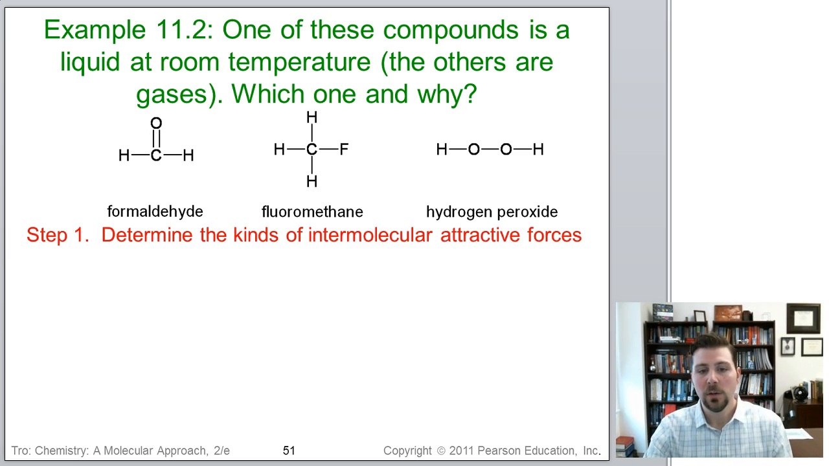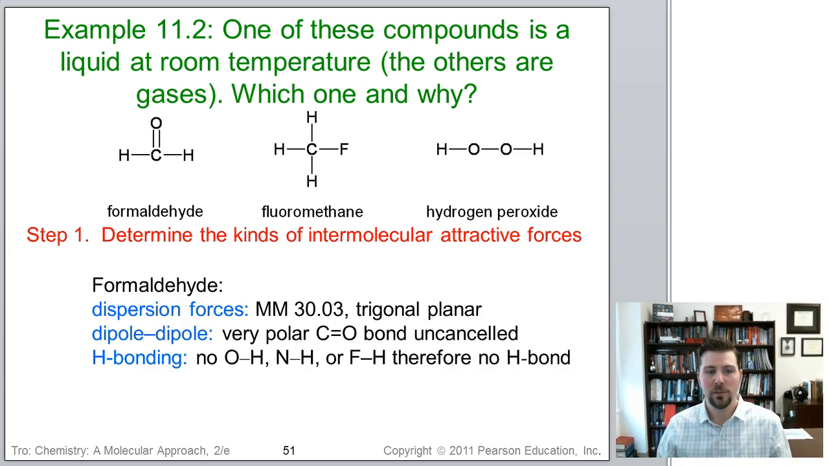So first, we're going to determine the kinds of intermolecular attractive forces. Formaldehyde, our first molecule on the left here, has dispersion forces. Yeah, it has electrons, so it should. Actually, they'll all have dispersion forces. This one has a dipole, so it has dipole-dipole forces. And it doesn't have hydrogen bonding, because even though there are hydrogens, they're not attached to a nitrogen, oxygen, or fluorine. So it has two of the three intermolecular forces we've looked at so far.